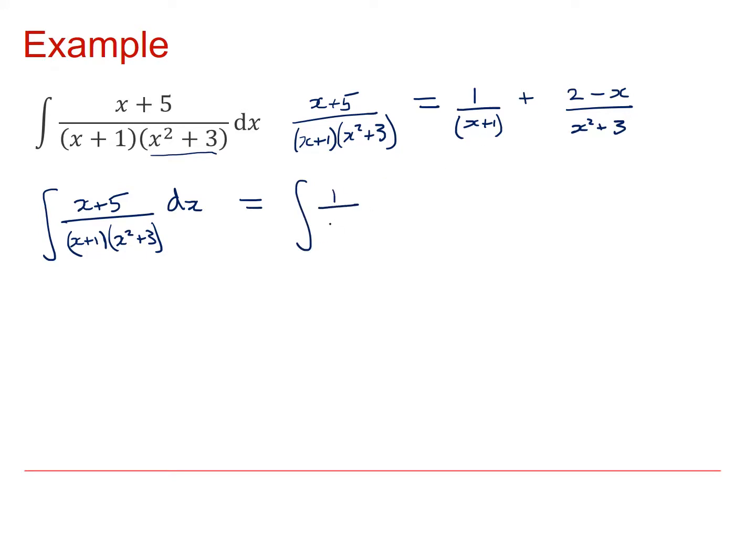There's the first bit, 1 over x plus 1. And I'm going to play about with this a little bit. I'm going to take minus x over x squared plus 3 plus 2 over x squared plus 3. So that's just splitting the top line here, so I get two bits to the fraction.